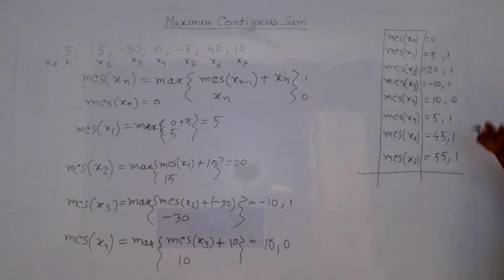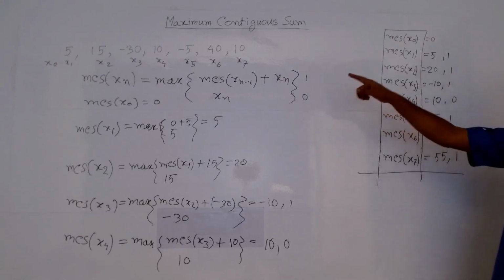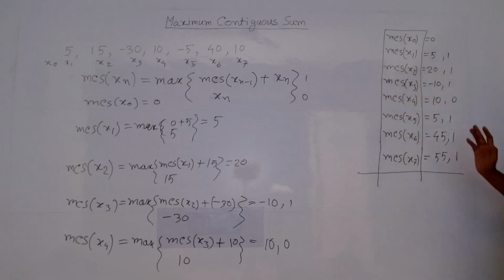Now, how to return the answer? To return the answer, you just check this. What is the maximum value? Maximum value is 55, and which option? You check 1110. So you will start from 0. This option was written to find out the length. So starting from 0, 0, 1, 1, 1, 1 stick. This should be returned. So the numbers are 10, minus 5, 40 and 10. This is the maximum contiguous subsequence.